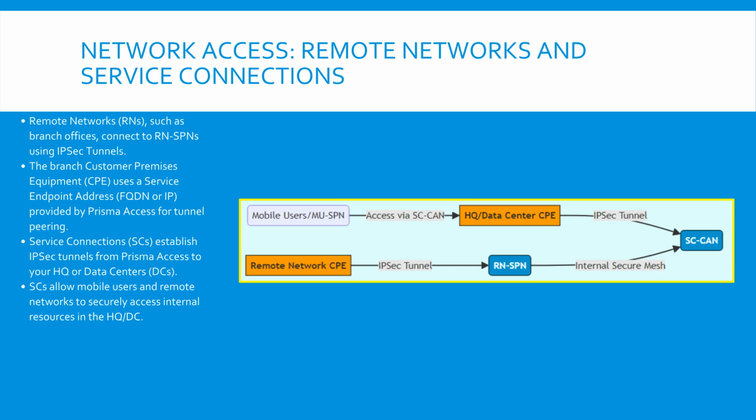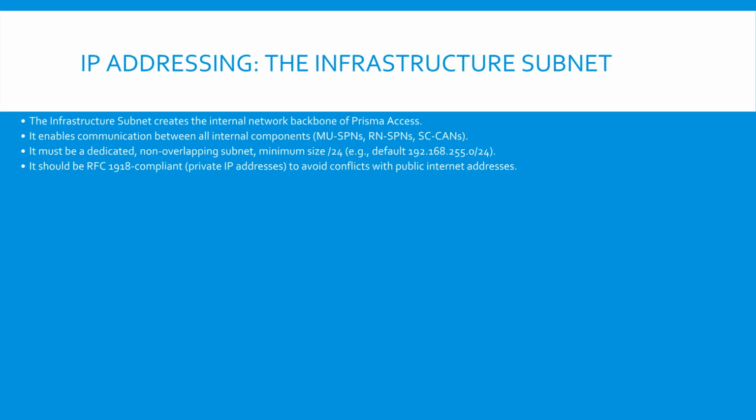The service endpoint address is the key public address used by the CPE to locate and establish the tunnel with Prisma Access. Now we transition to the essential concept of IP addressing, beginning with the infrastructure subnet. This address space is fundamental. It acts as the private, hidden network backbone within the Prisma Access cloud environment. This dedicated network is essential because it allows all the core components we identified earlier, the MUSPNs, RNSPNs, and SCCANs, to securely communicate with one another across the global cloud footprint.